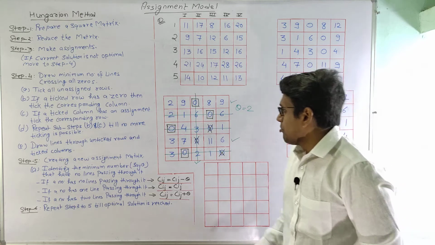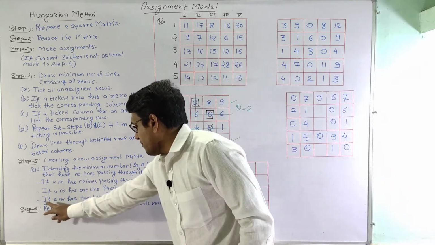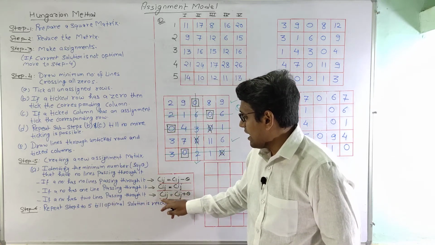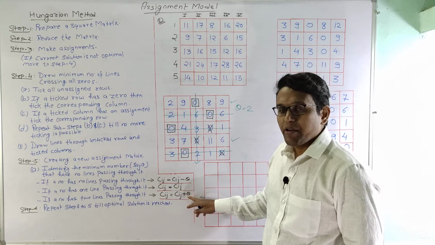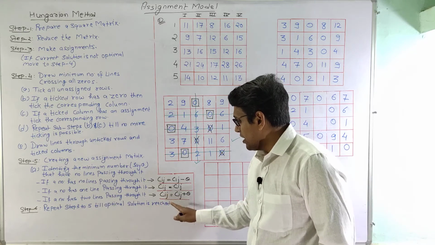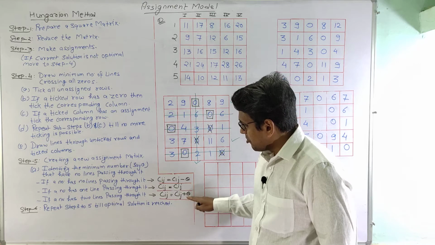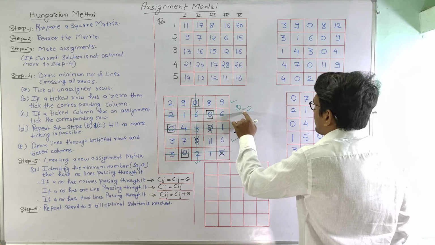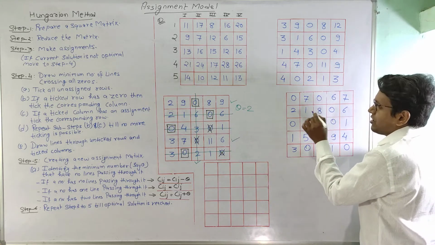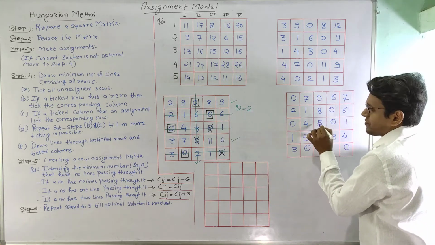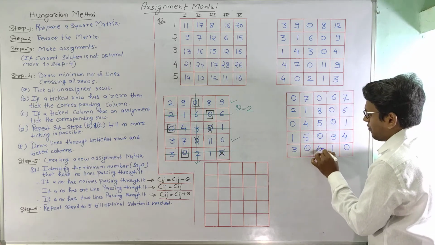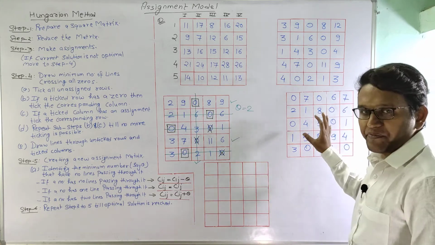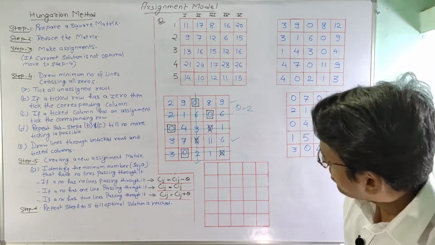Okay, so now moving on to the third type, where if a number has 2 lines passing through it, then Cij is equal to Cij plus theta. That means the new cost coefficient is equal to the older cost coefficient plus theta. So as we can see here, this is 6. So 6 plus theta, that means 6 plus 2 is 8. So this will be 8. 3 plus 2 is 5. And 2 plus 2 is 4. So now we have obtained a new matrix here, and we will try to assign in this new matrix.